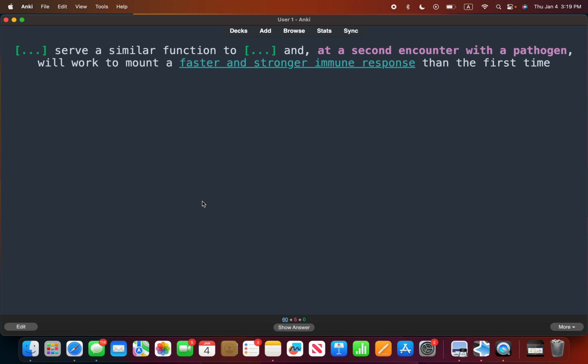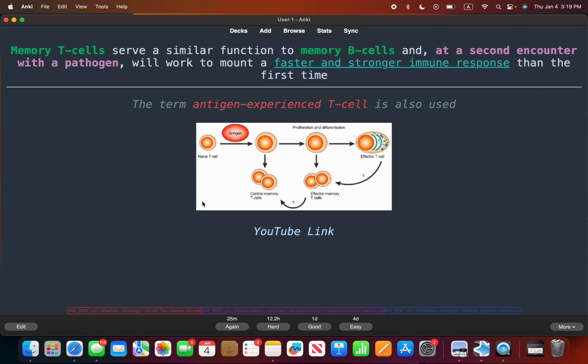So what serves a similar function to memory B cells, and at a second encounter with a pathogen will work to mount a faster and stronger immune response than the first time? Memory T cells serve a similar function to memory B cells. It's not only the second encounter, but at subsequent encounters with the pathogen, they will work to give a faster and stronger immune response. And the term antigen experienced T cell is also used. So you have memory B cells for sure, but memory T cells you can also call antigen experienced T cells.